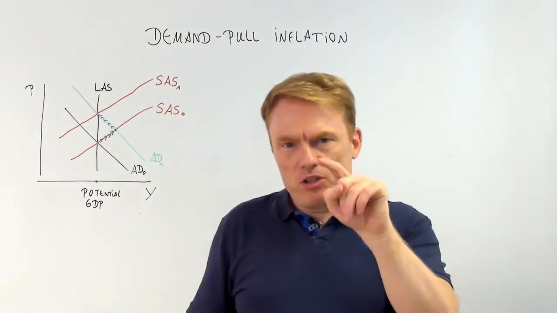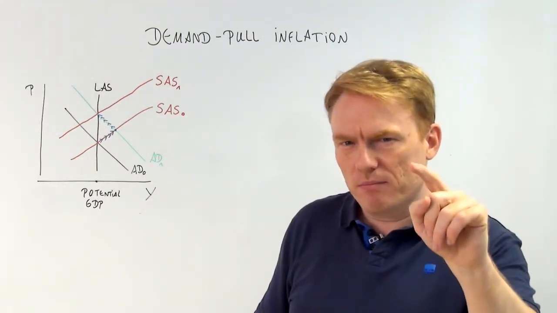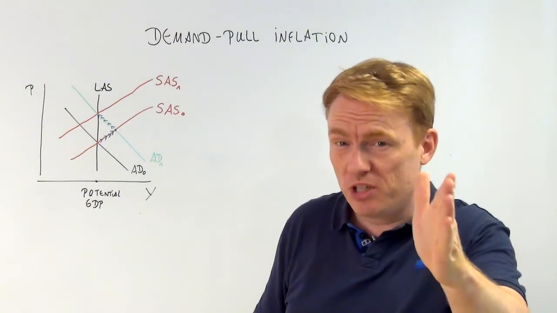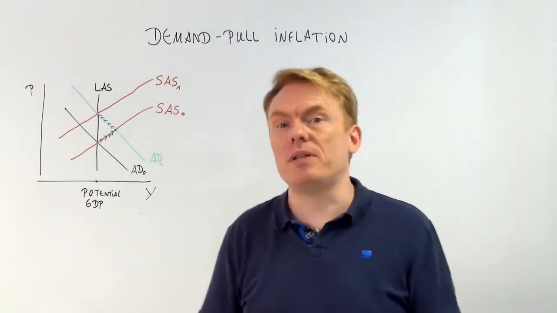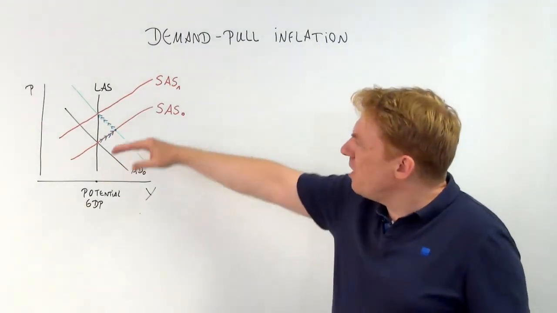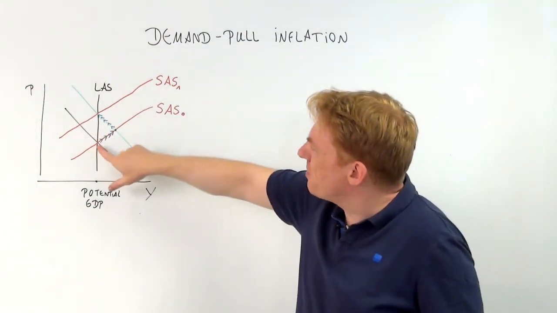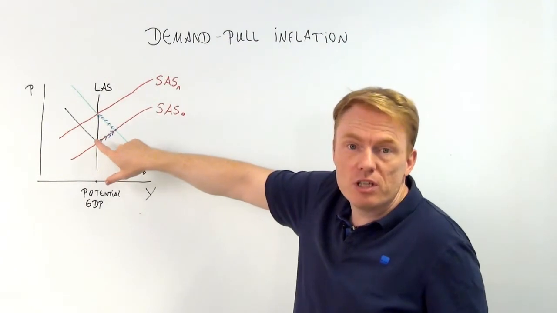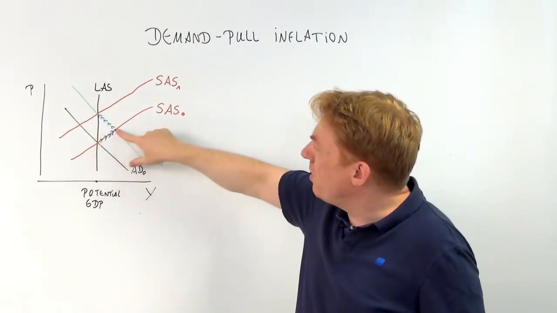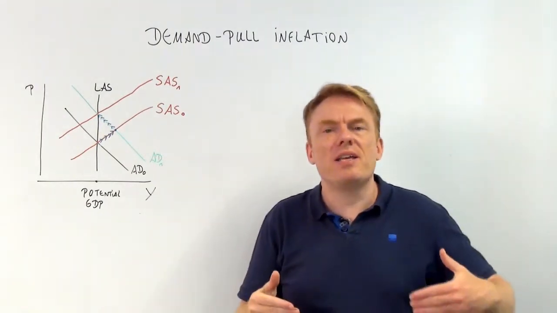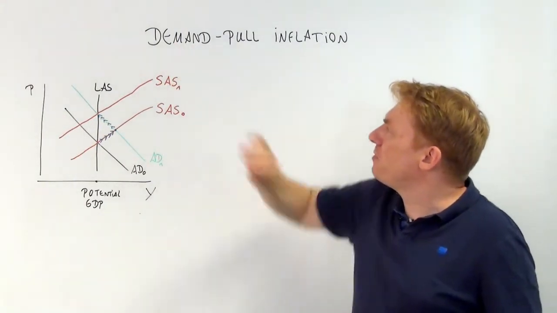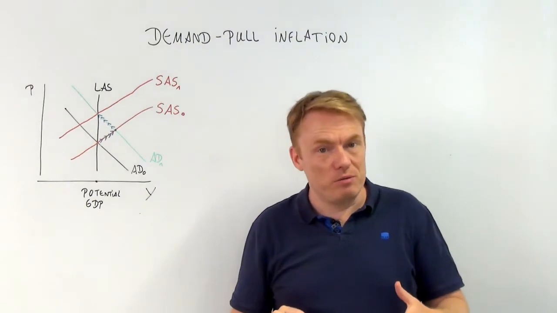But the disadvantage of this is the following. There's no change at all in the potential GDP in the long run, but there is a change in the price level. There is an inflation in the price level because of this, because of two changes in the price level, one here and one there, which means the price level has increased because of demand that has grown.